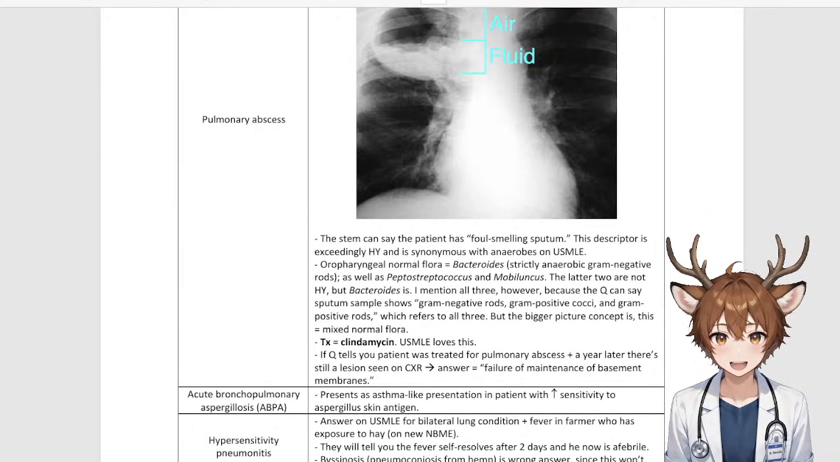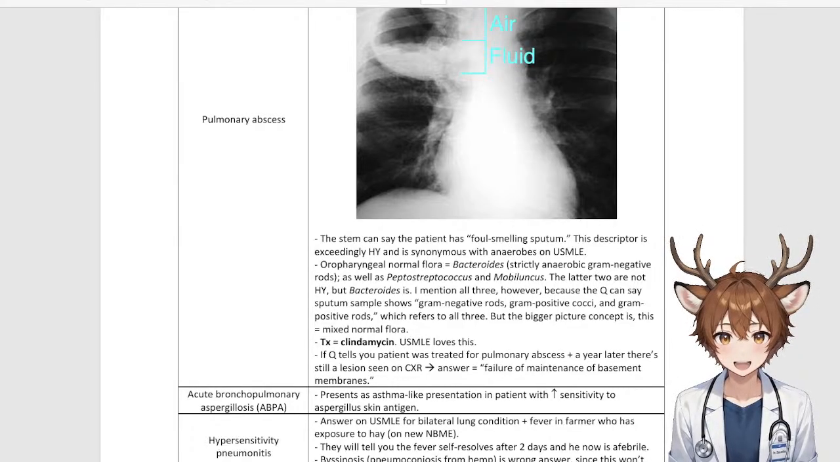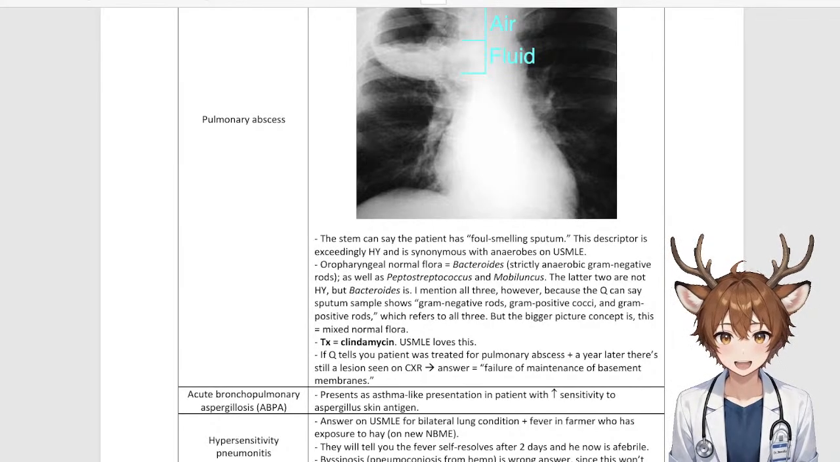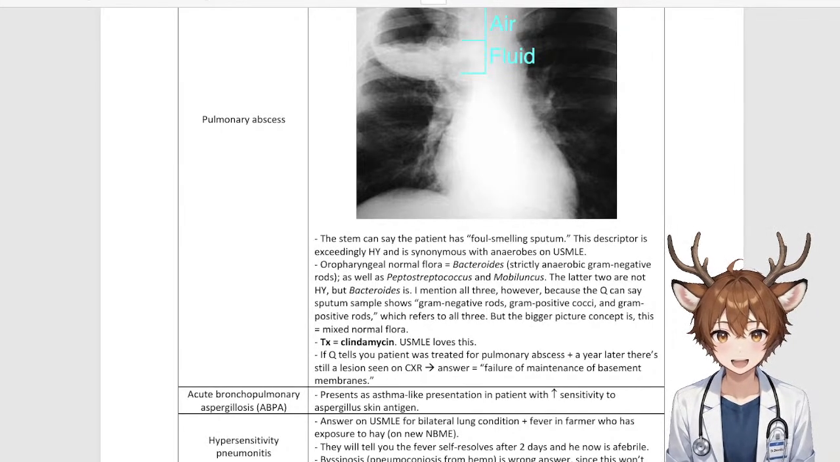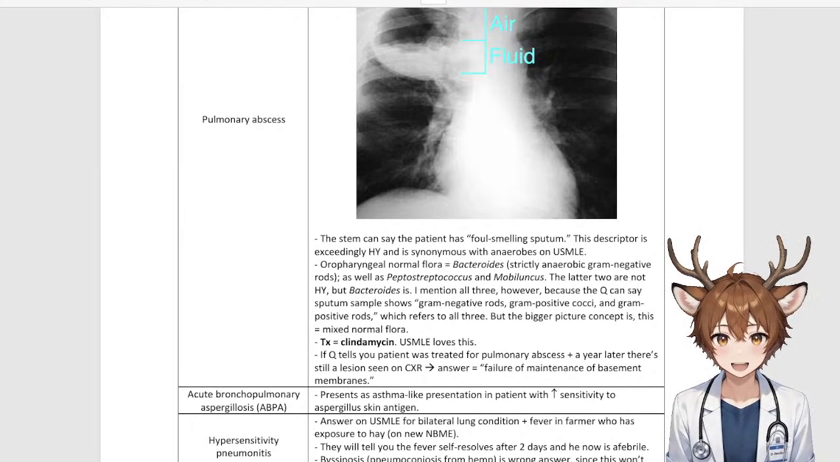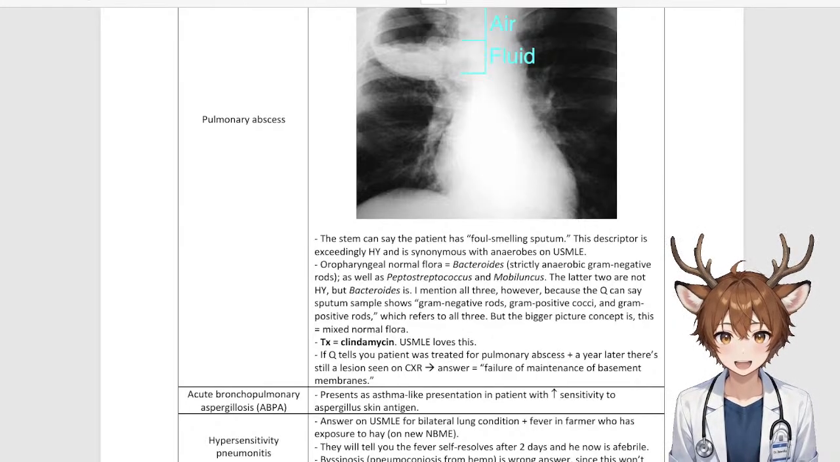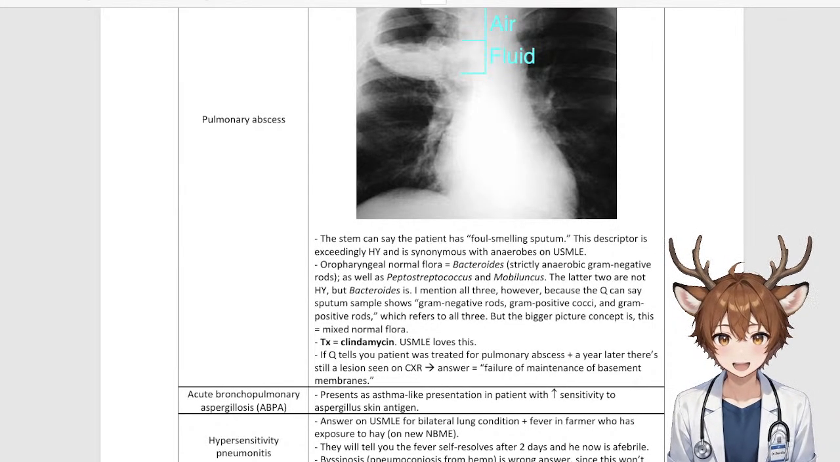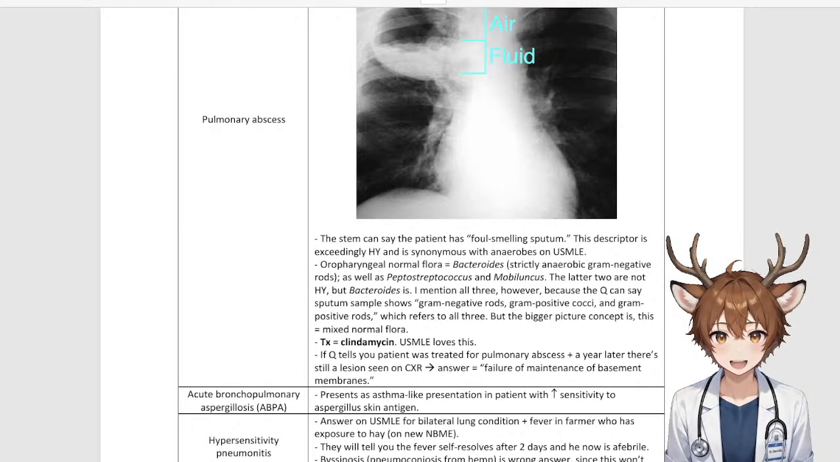Pulmonary abscess. The stem can say the patient has foul-smelling sputum. This descriptor is exceedingly high yield and is synonymous with anaerobes on USMLE. Oropharyngeal normal flora equals Bacteroides, strictly anaerobic gram-negative rods, as well as Peptostreptococcus and Mobiluncus. Well, that's a fun name, Mobiluncus. The latter two are not high yield, but Bacteroides is.